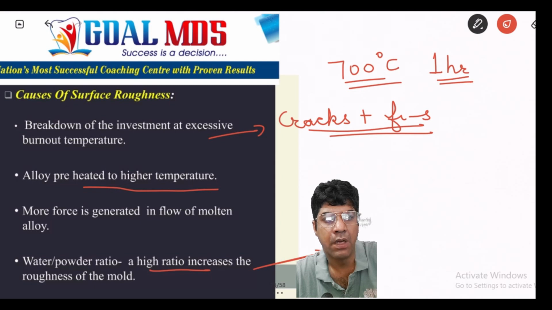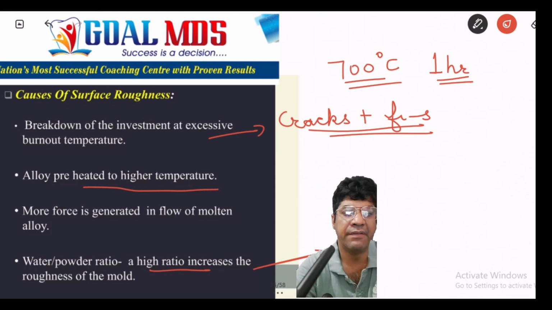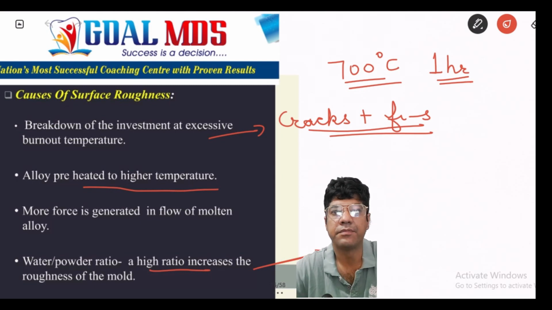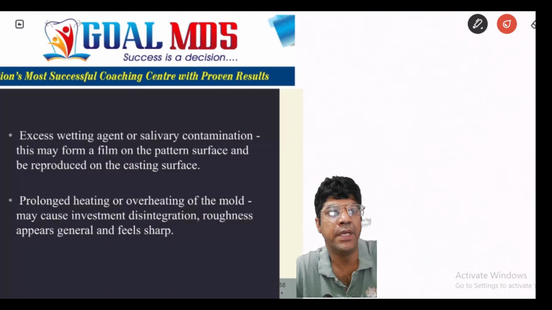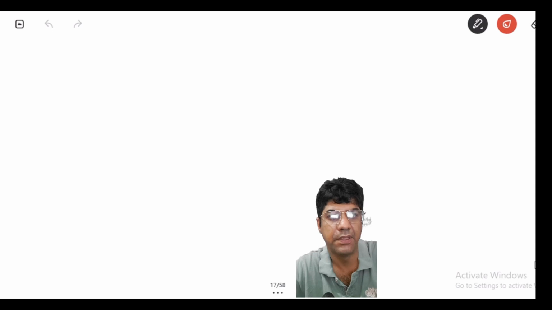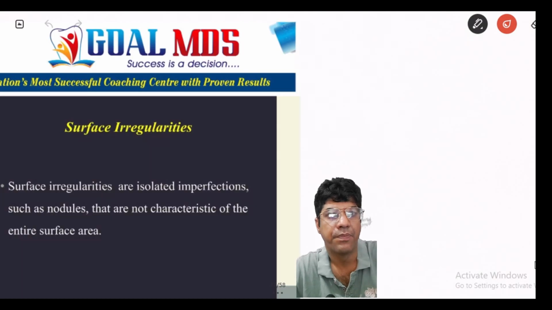Other is overheating the gold alloy, which can lead to disintegration of the investing material. Other causes of the surface roughness could be excessive wetting agent or slobbery contamination that may form a film on the pattern surface, and that can be reproduced on the casting surface. Using casting pressure that is too high or low can result in surface roughness.